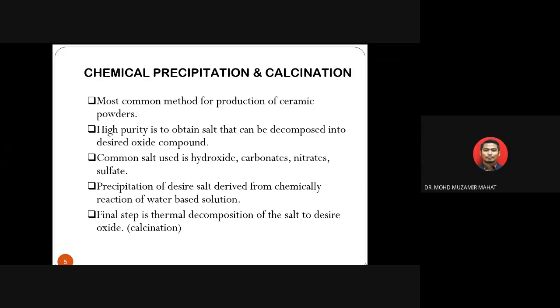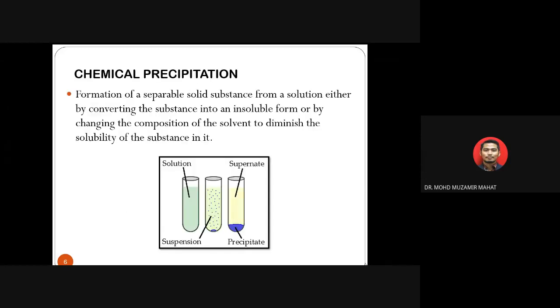This process is very common for production of ceramic powders because high purity is highly needed to obtain the salt that can be decomposed into the desired oxide compound. So common salts used are hydroxides, carbonates, nitrates, and sulfates. Precipitation of the desired salt derives from the chemical reaction of a water-based solution. And the final step is the thermal decomposition of the salt to the desired oxide. We call it calcination. This is an example of a figure for understanding chemical precipitation.